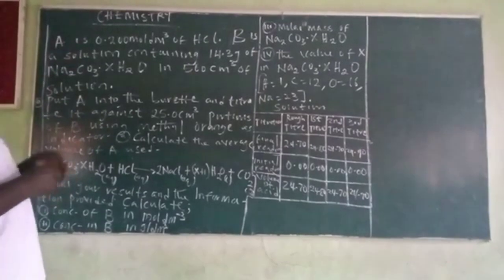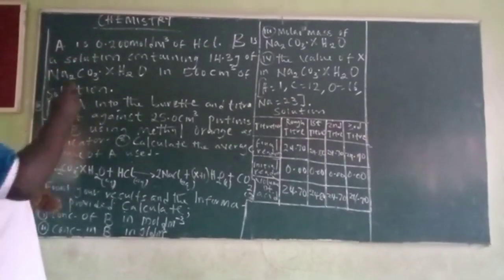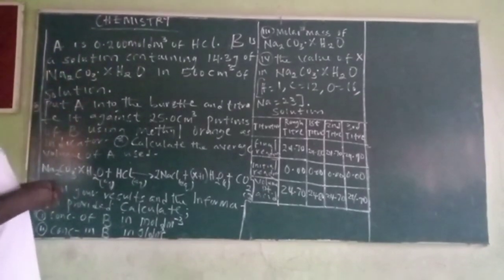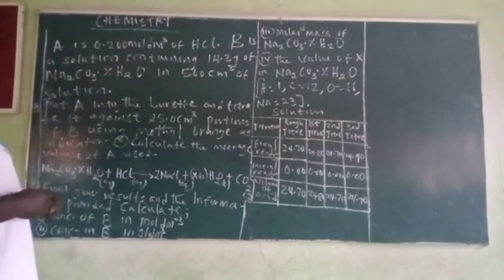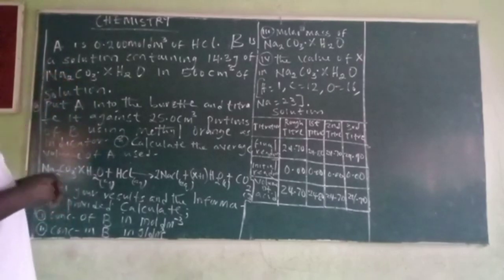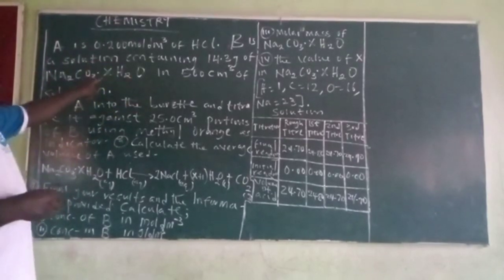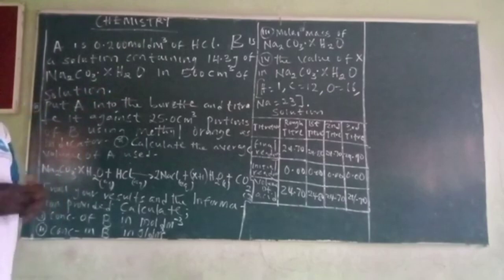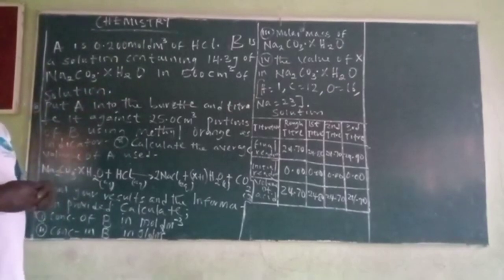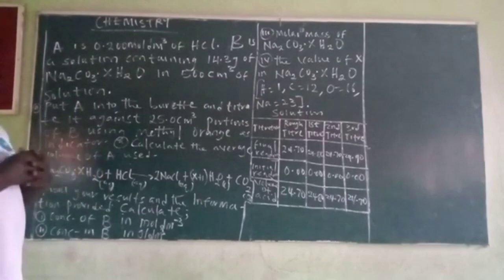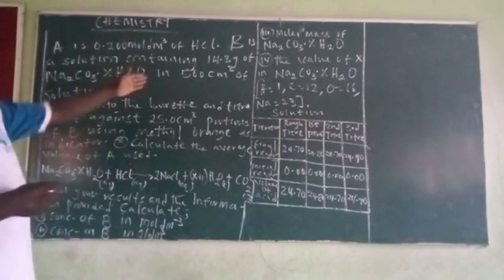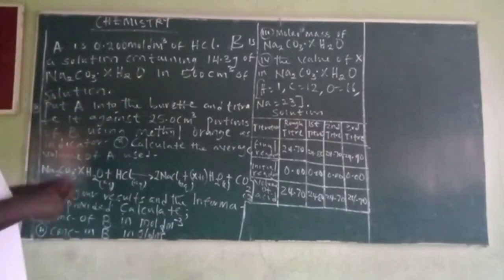This says that A is a 0.2 mole per dm cube of HCl. That's the acid. B is a solution containing 14.3 grams of sodium trioxocarbonate hydrate, because we do not know what the value of X is. If we know the value of X, then we can call it decahydrate, octahydrate, nonahydrate, or whatever the name will be, until we're able to ascertain the value of X. And that's contained in 500 cm cube of solution.